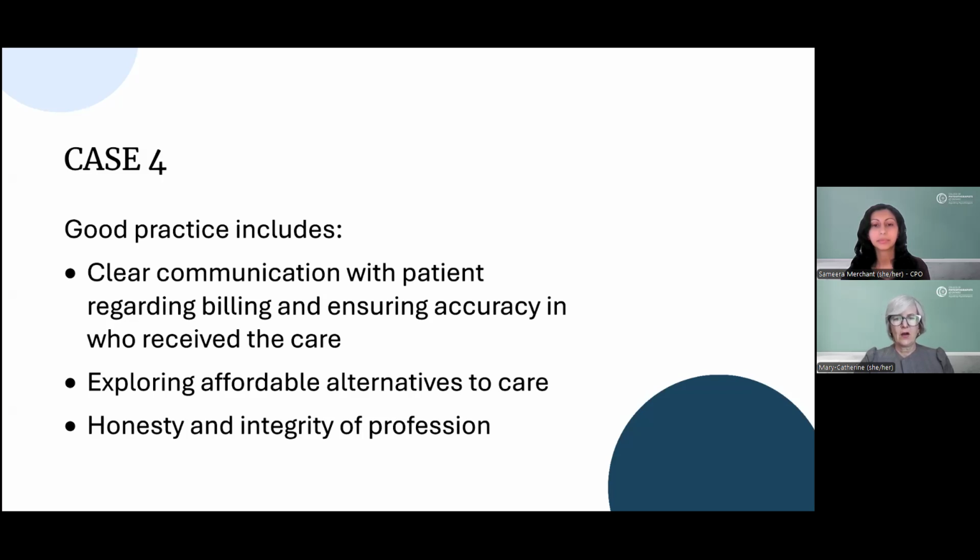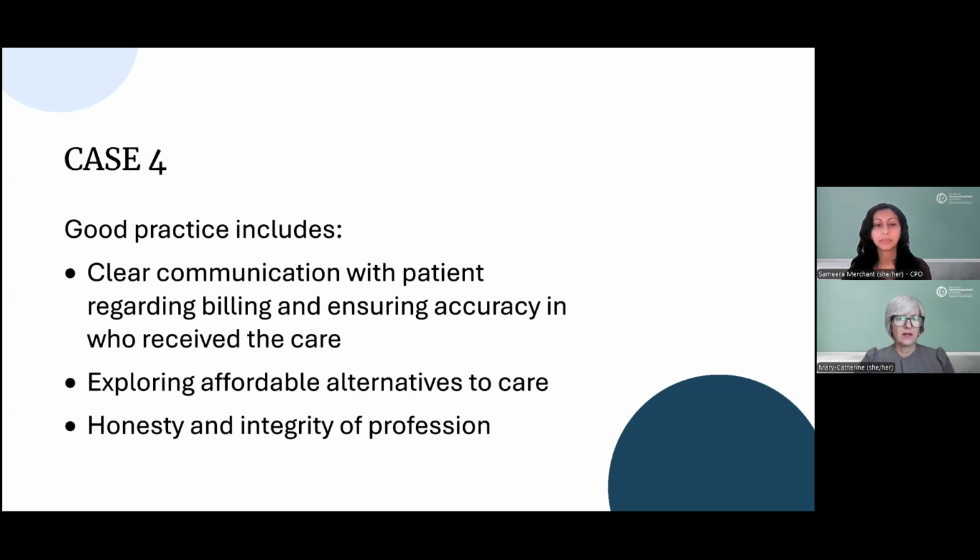However, it is against our ethical and professional obligations to bill services under a name other than the actual patient receiving care. Billing under someone else's name is considered fraudulent and can lead to serious consequences for both you as the patient and our physiotherapy practice.